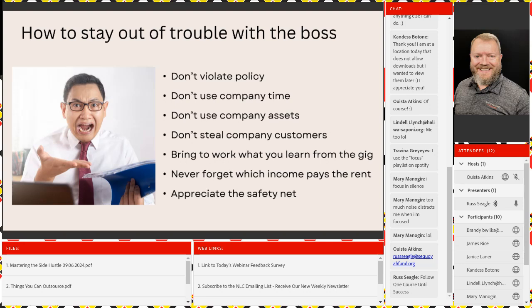Don't use your company time and don't use company assets. Don't be tempted to go use the copier to print an invoice. Don't be tempted to use a computer to answer an email. Don't be tempted to use the company's anything to do anything related to your side hustle.